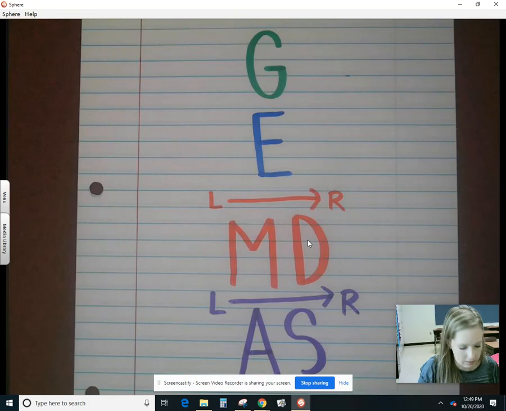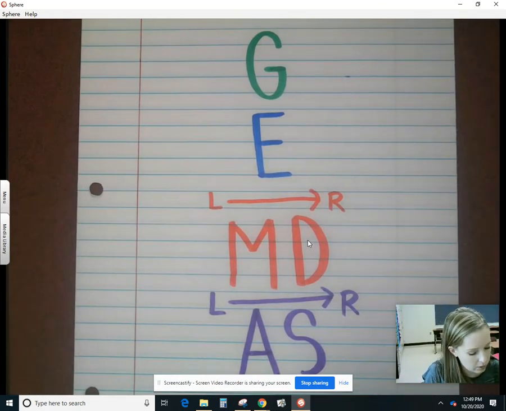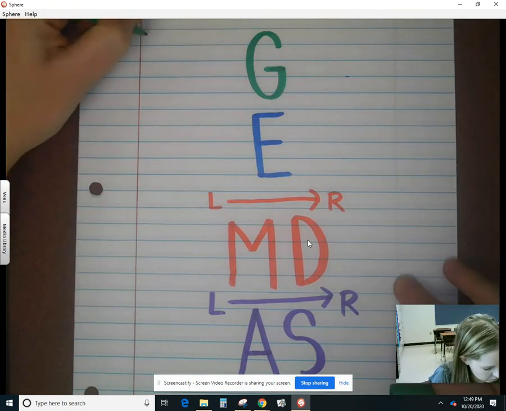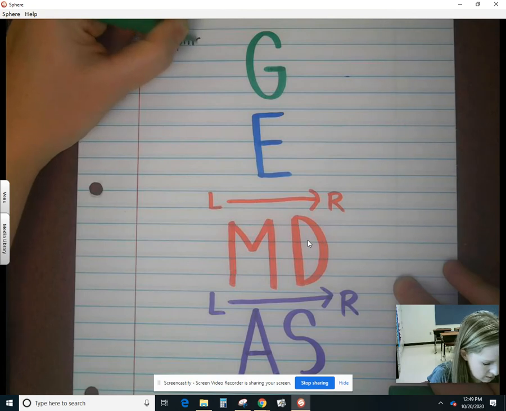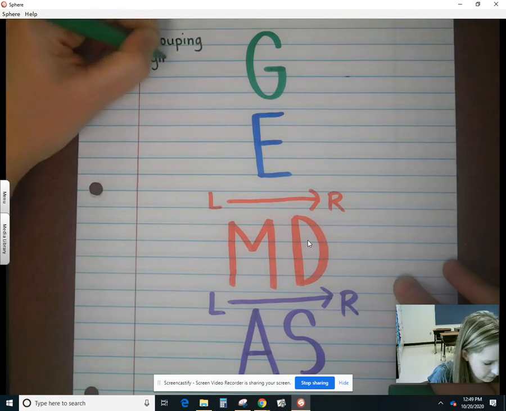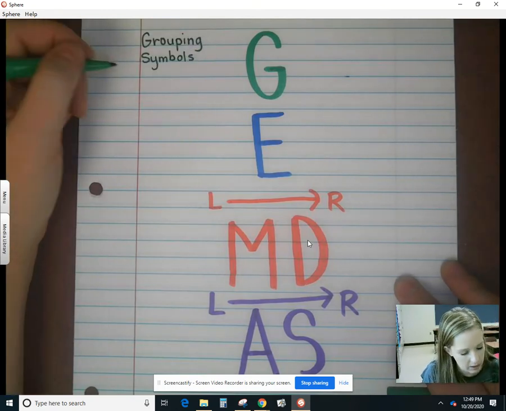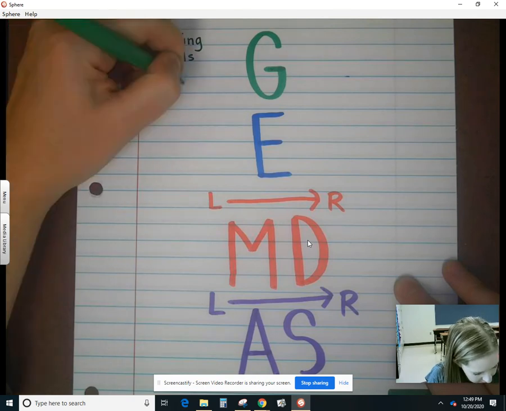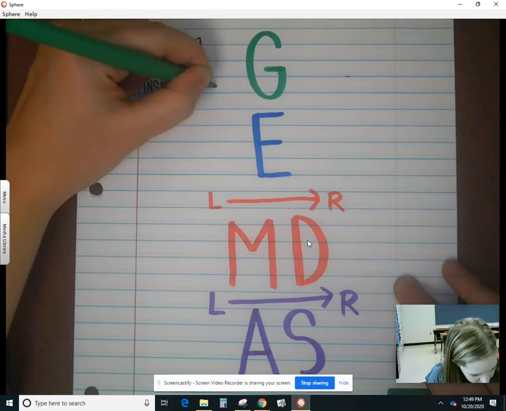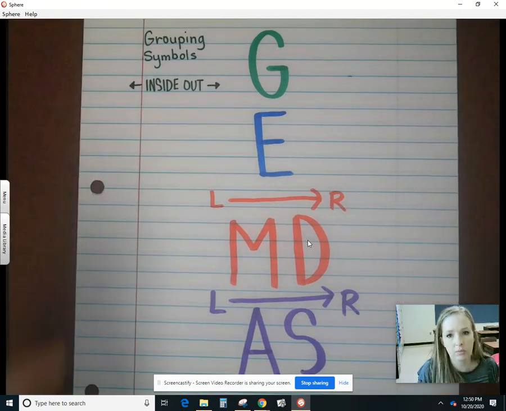And the G stands for grouping symbols. So over here on the left, we're going to write grouping symbols. And we'll talk about what those are in a minute. But one thing you need to remember is that you work your grouping symbols from the inside out. So I'm going to write that and then have arrows demonstrating that you work them from the inside out.